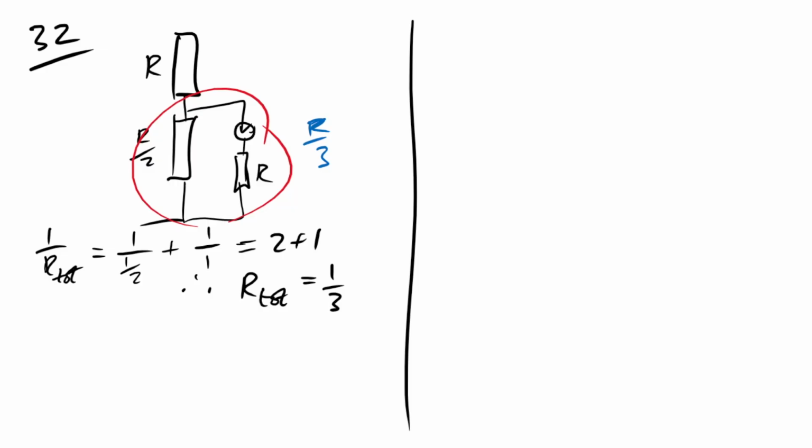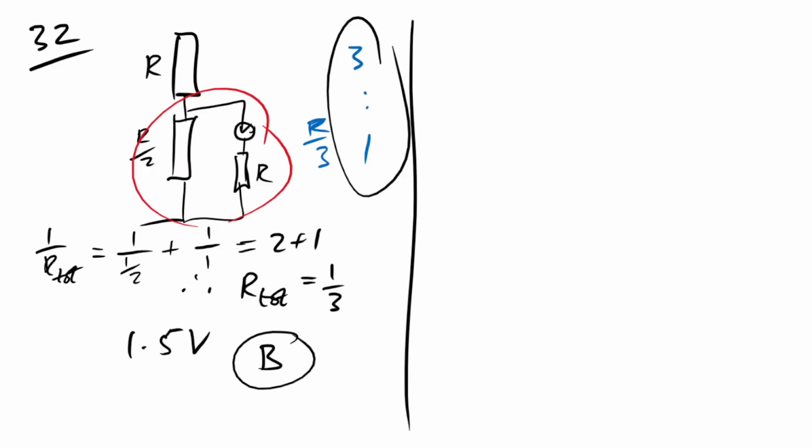So that means that the PD is going to be split 3 to 1 across these. Bigger resistance gets a bigger share of the voltage. So therefore, if we split 6 volts into 4 altogether, and then times by 1, we're going to end up with 1.5 volts. So therefore the answer is B.